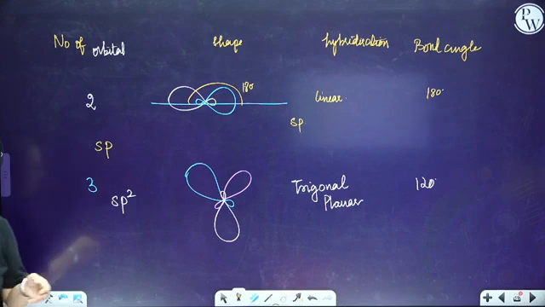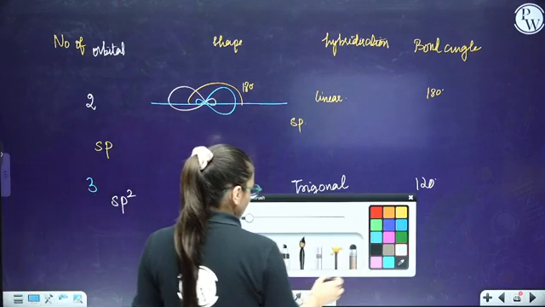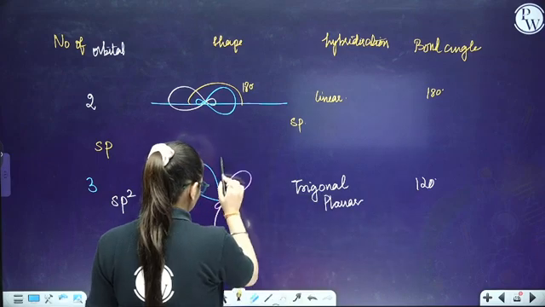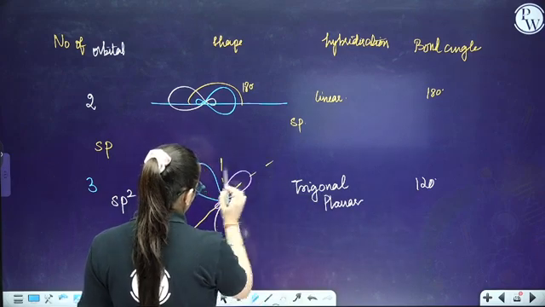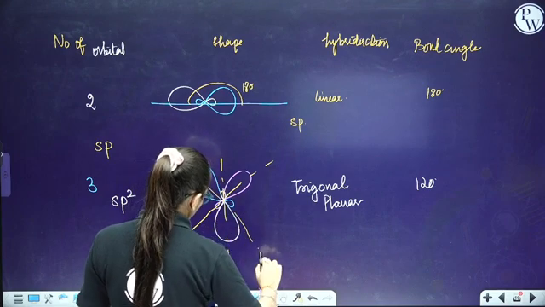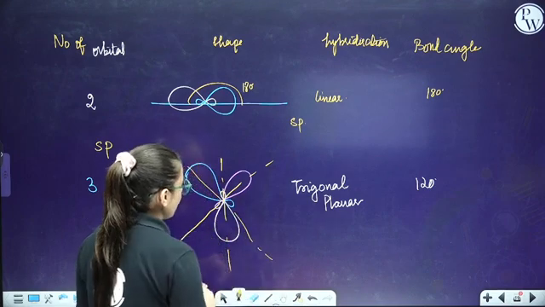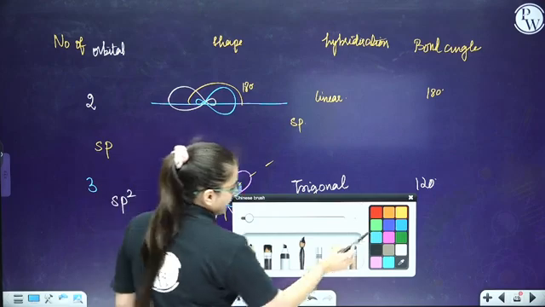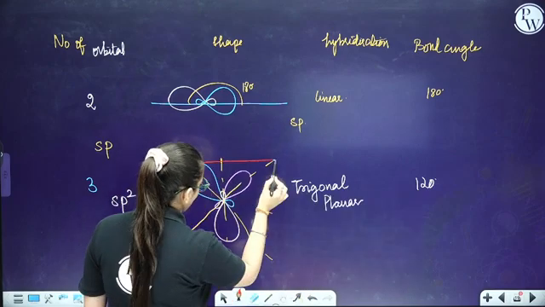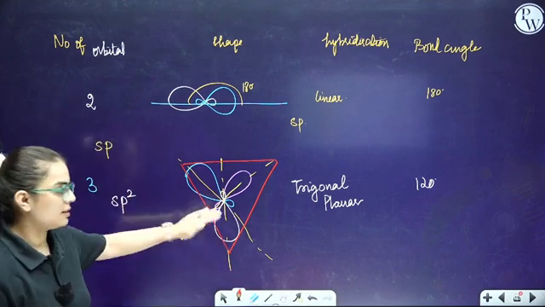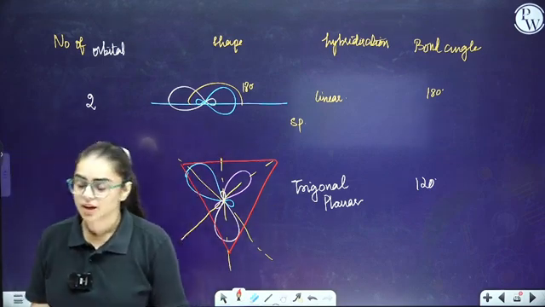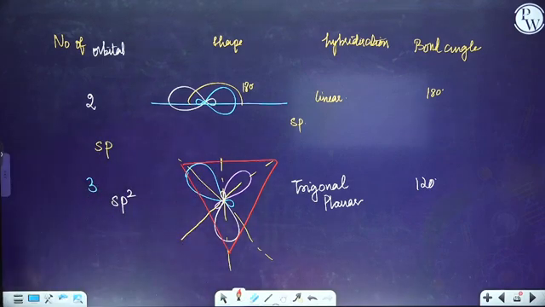If you want to draw the triangle, students, let's draw the triangle also. Just take lines from the center like this. Now you can connect all of these lines. So you can see it creates a triangle and it is on a simple plane. So it is trigonal planar. Clear everyone? Everybody please draw the structure.